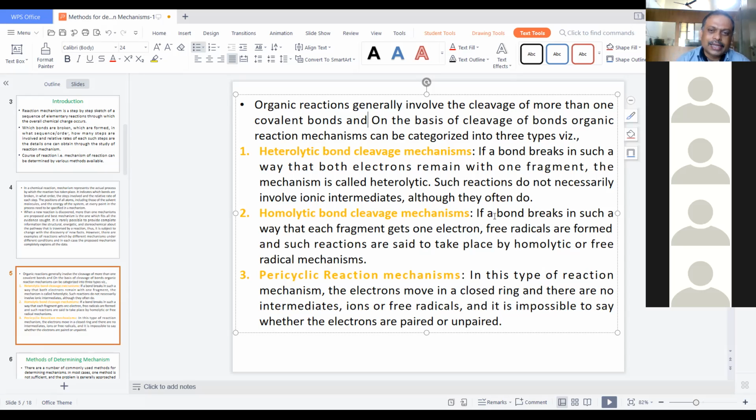Now next, the pericyclic reaction mechanism. In this type of reaction mechanism, the electrons move in a closed ring, and there are no intermediates, ions or free radicals. There is no formation of carbocations, carbanions, or free radicals, and it is impossible to say whether the electrons are paired or unpaired. This is about the pericyclic reaction mechanism.